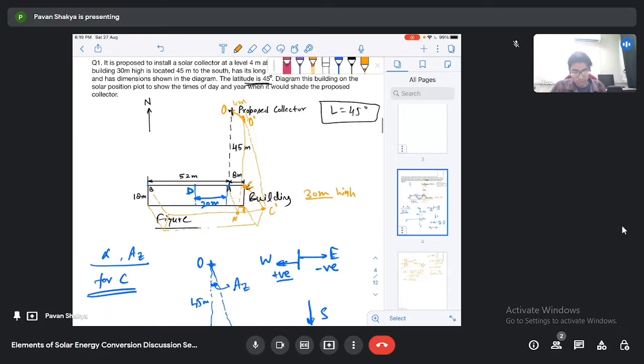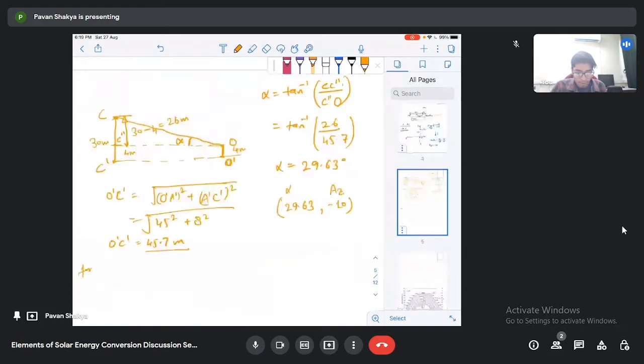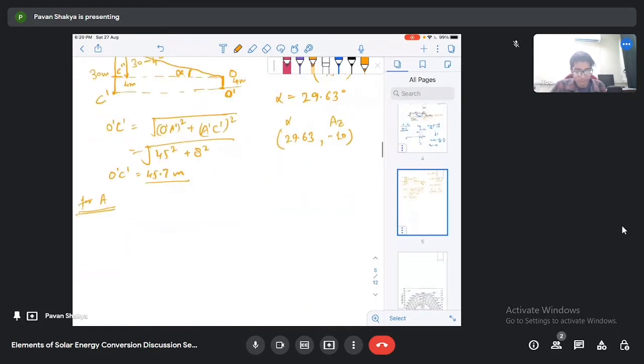Now I will do this for the point A. For A, if we see from the top, this one is our object, sorry, the collector O.